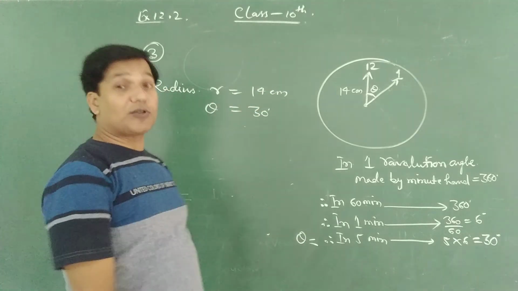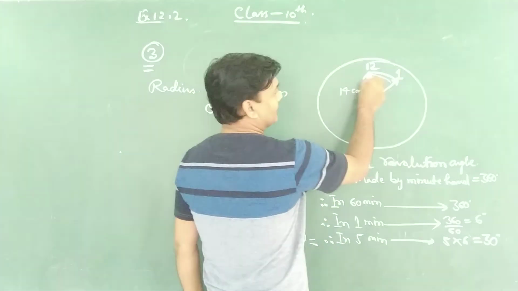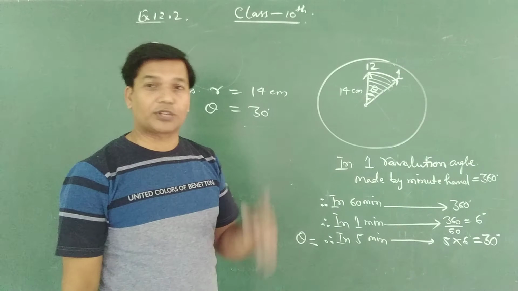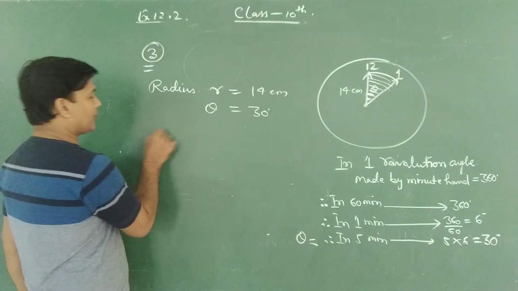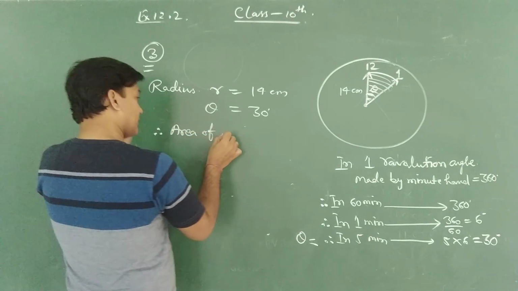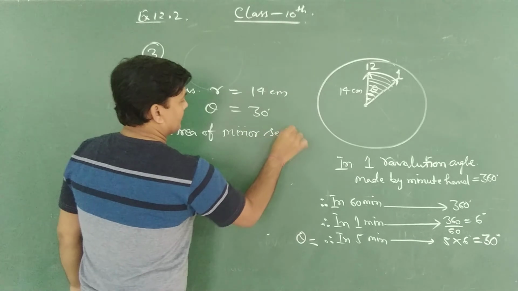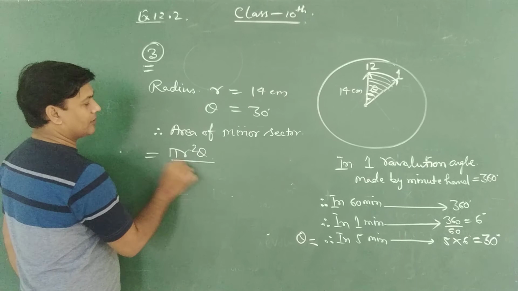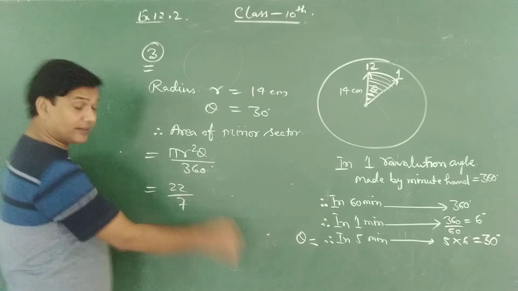Now area swept by that minute hand, that is this area. This is the area which we have to find out. तो क्या है, minor sector. Therefore area of minor sector, and it is given by pi r square theta upon 360. Pi is 22 by 7.